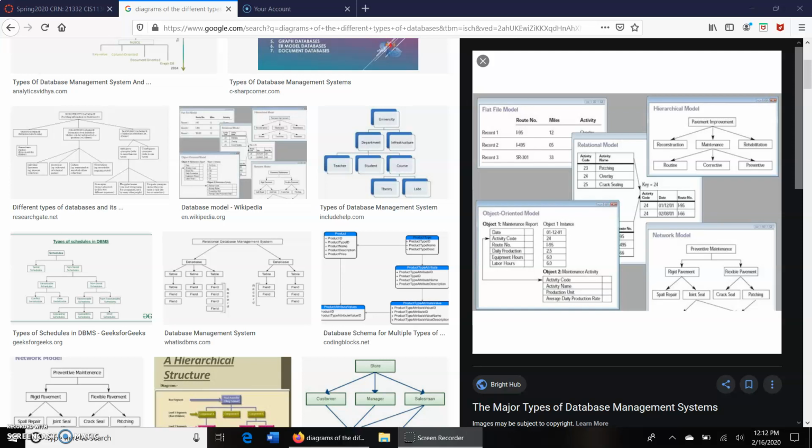This is week 3's video about which database model we thought was the best when we looked at these diagrams. I pulled up this diagram to the right over here, which gives us a couple of examples of relational, hierarchical, flat file model, object-oriented model, and a network model.